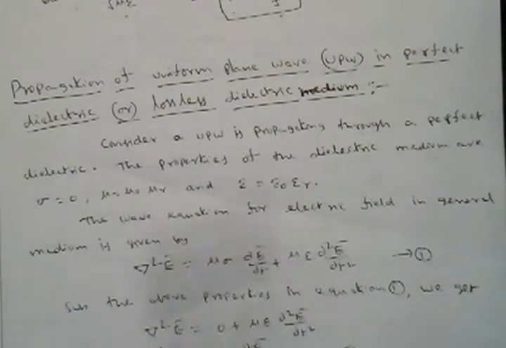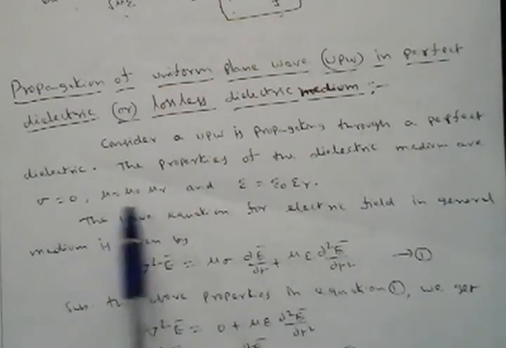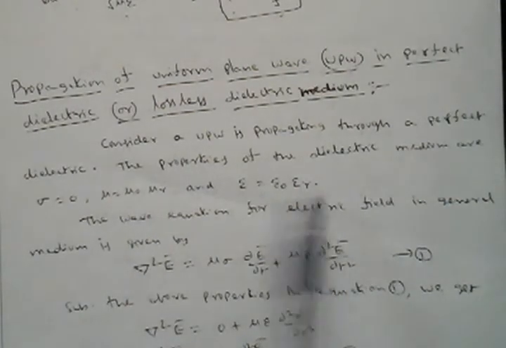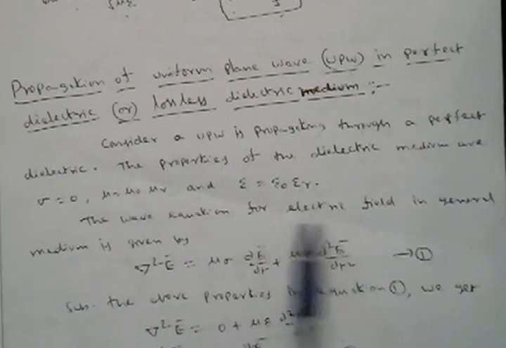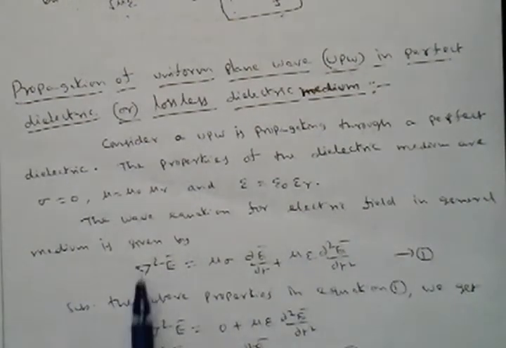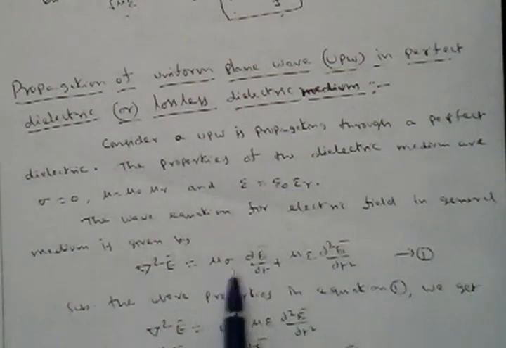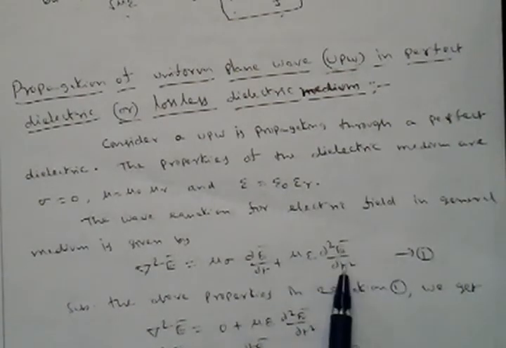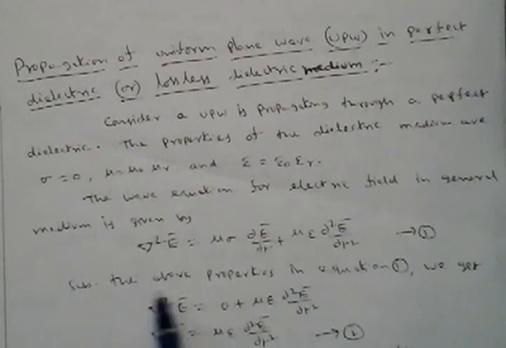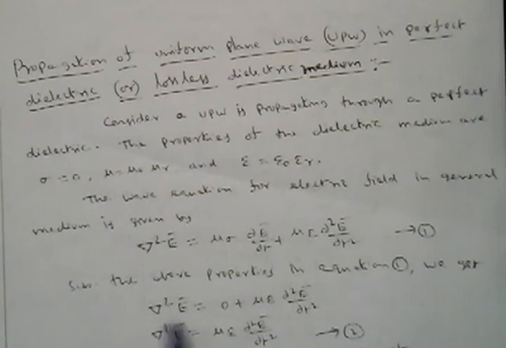The properties of the dielectric medium are sigma equal to 0, mu equal to mu naught mu r, and epsilon equal to epsilon naught into epsilon r. The wave equation for the electric field in a general medium is del square E bar equal to mu sigma dou E bar by dou t plus mu epsilon dou square E bar by dou t square. Substitute the properties of the dielectric medium in equation 1. Then you will get del square E bar equal to sigma value 0 plus the same term as it is. So finally, del square E bar is equal to mu epsilon dou square E bar by dou t square.